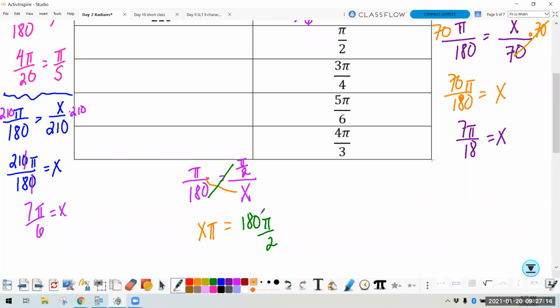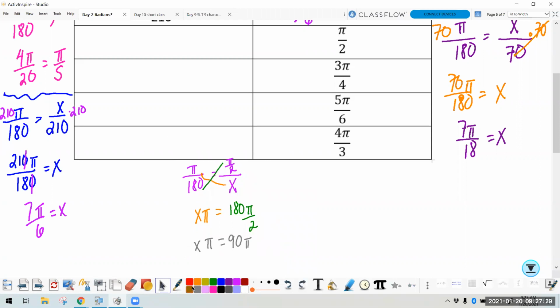Then we're going to simplify this. On this side, 180 divides by 2, that's 90. And then I ran out of room here. Divide both sides by pi to isolate my variable, and we are left with x is 90. And that makes sense because pi is 180, so half of pi is 90, half of 180.